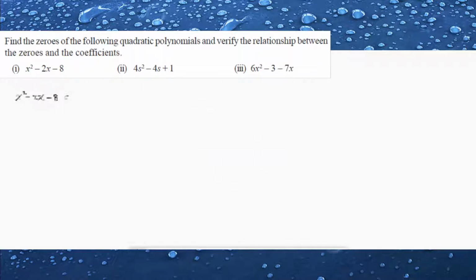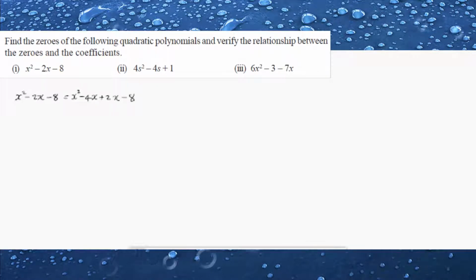The middle term is minus 2x. And do you remember how we split it for this one? How can we find it, for minus 8x square as the product? 4 and minus 2. Yes, minus 4 and plus 2. Minus 4x plus 2x minus 8.